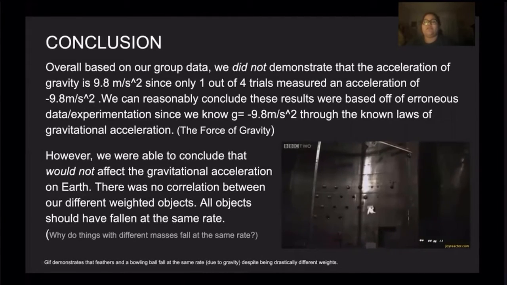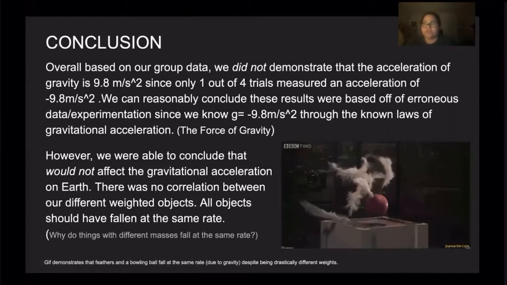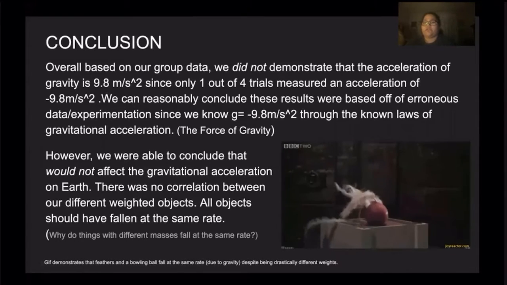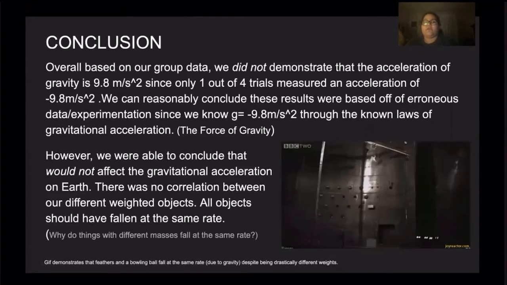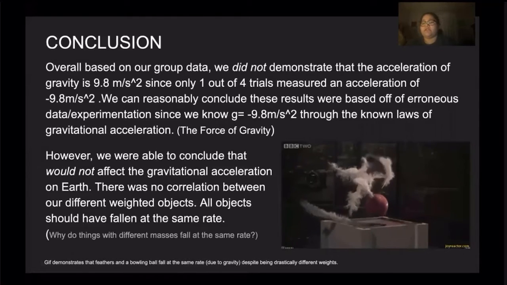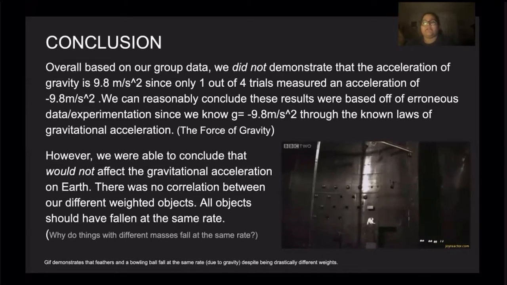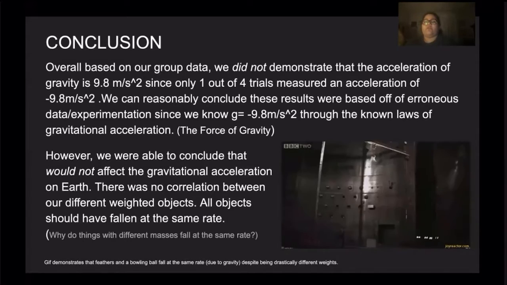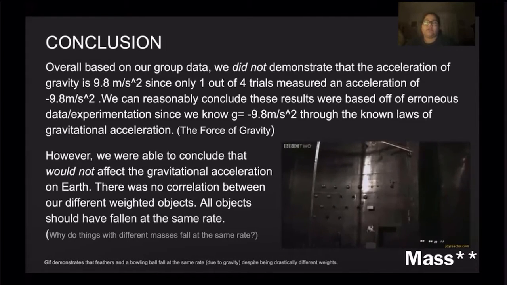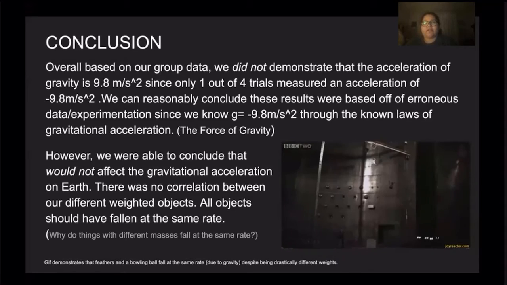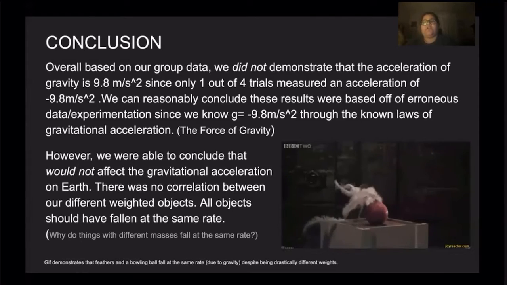In all of our group data, we did not demonstrate the acceleration of gravity at 9.8 meters per second squared, since one out of the 4 trials measured an acceleration of negative 9.8 meters per second squared. We can reasonably conclude these results were based off of erroneous data and experimentation, since we know that g equals negative 9.8 meters per second squared through the known law of gravitational acceleration. However, we were able to conclude that mass would not affect the gravitational acceleration on Earth. So there was no correlation between our different weight objects. Each of the objects should have fallen at the same time.